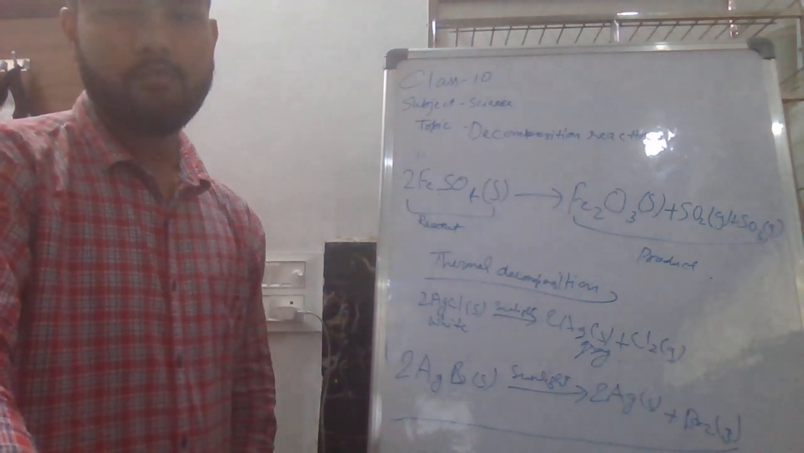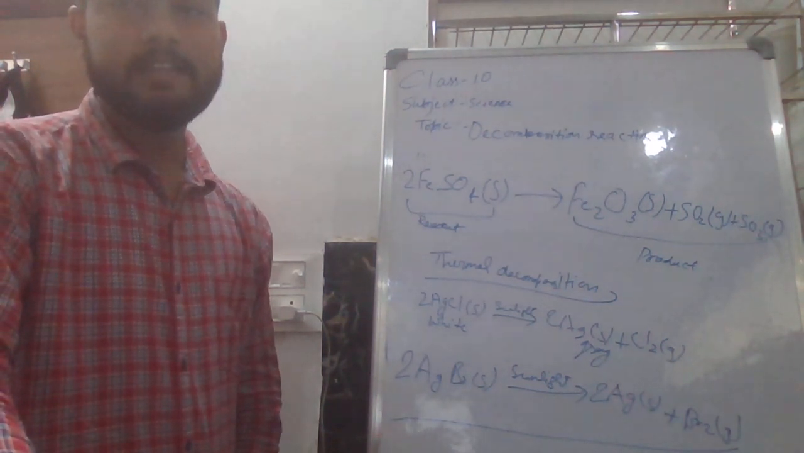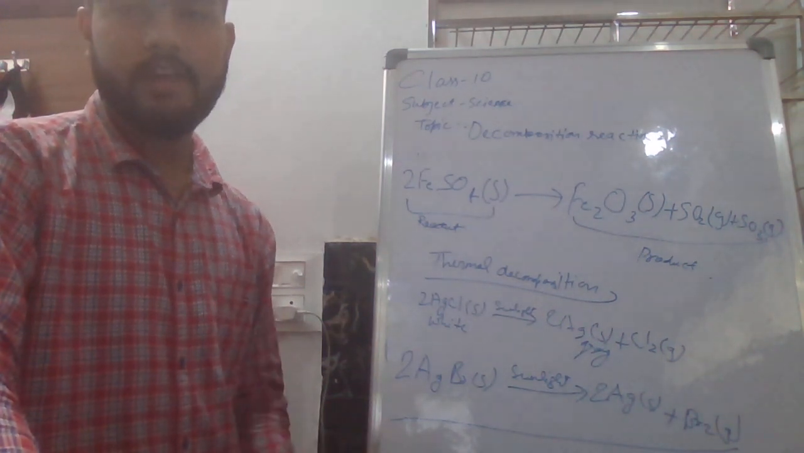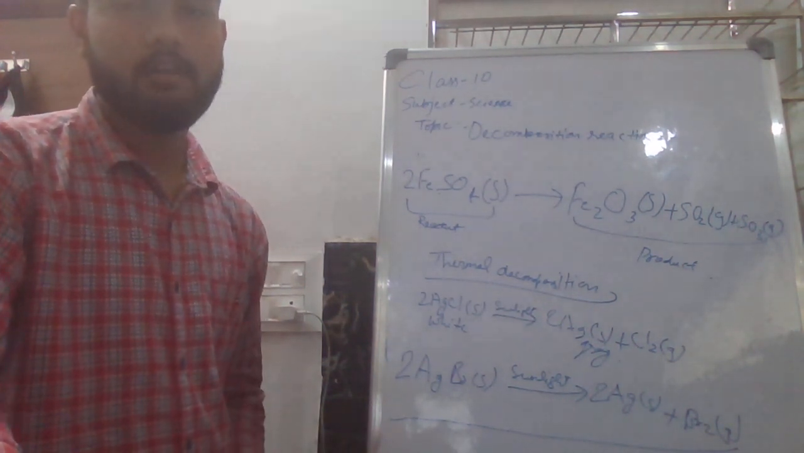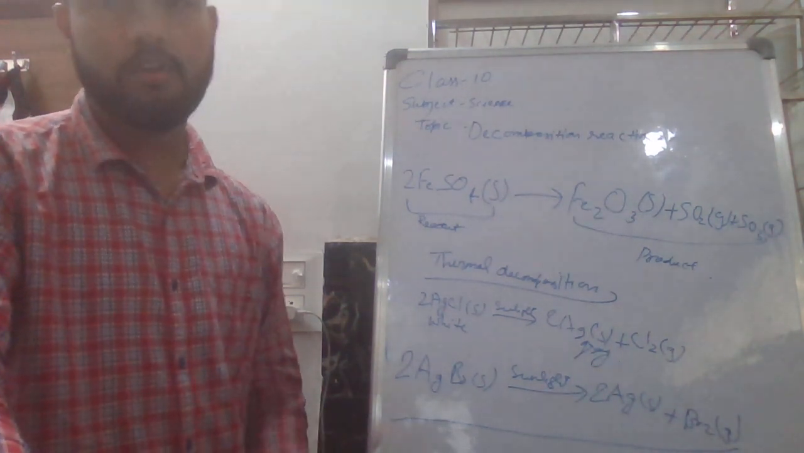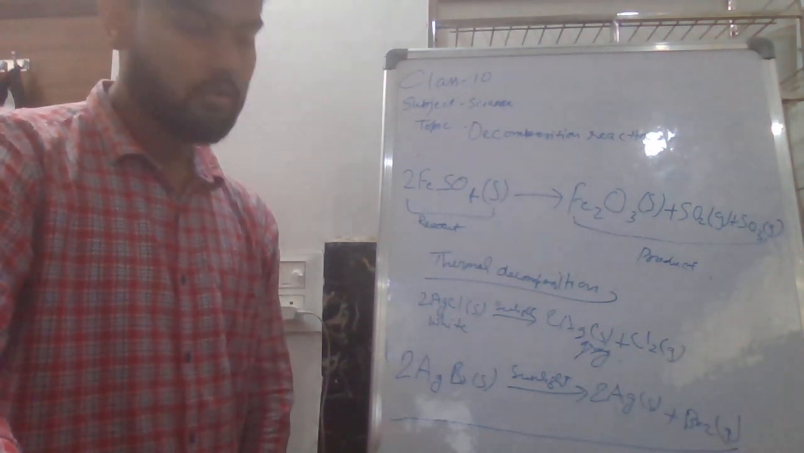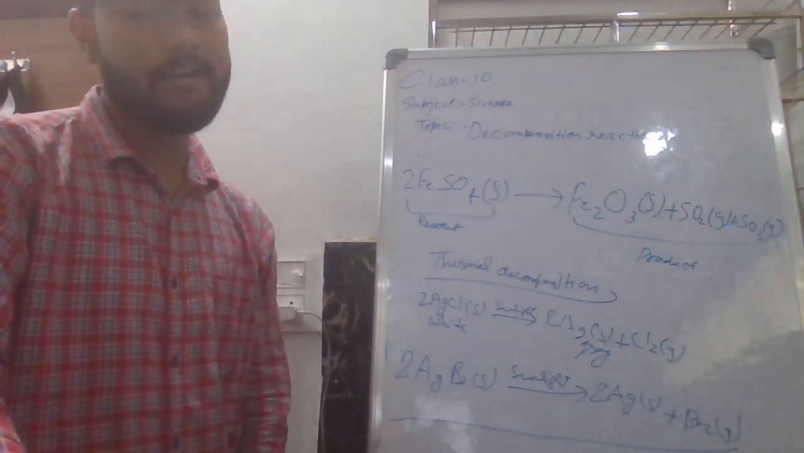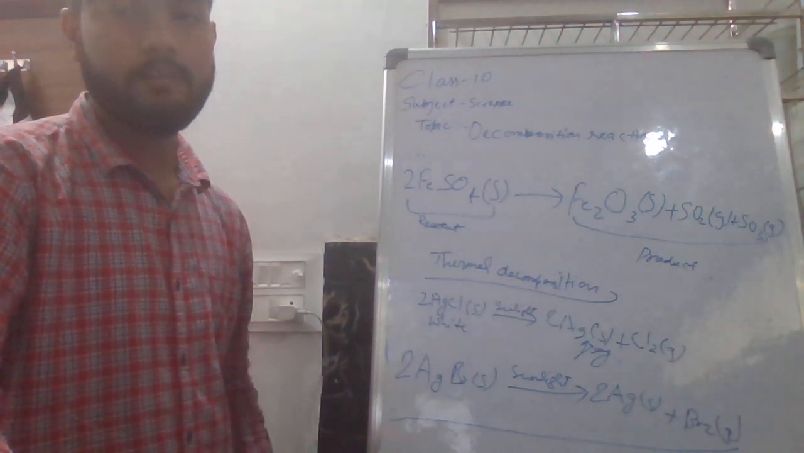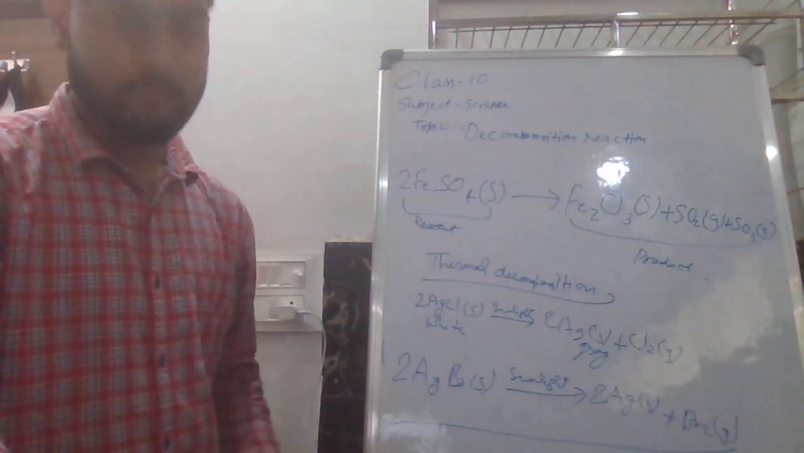Here I have a question for you: white silver chloride in sunlight turns to which color? Yellow, remains white, gray, or red? Here we can see it will become gray.